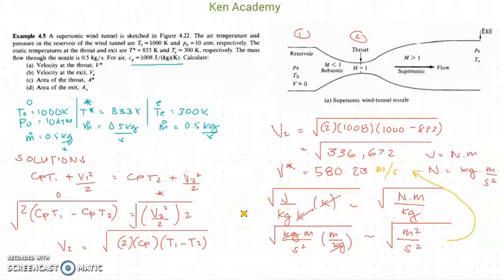So this is just the solution for question A, which is asking about the velocity at the throat. Now, since it is said here that the Mach number at the throat becomes 1, meaning to say that the velocity of air is at the speed of sound, which is 580.23 meters per second. Now, that is not the standard sea level speed of sound. Okay, take note of that one, guys. This is just the speed of sound at the given conditions.